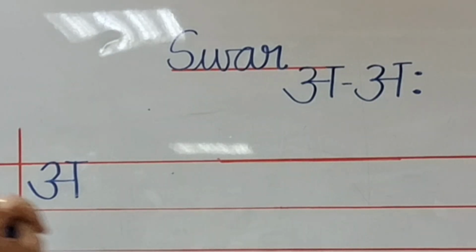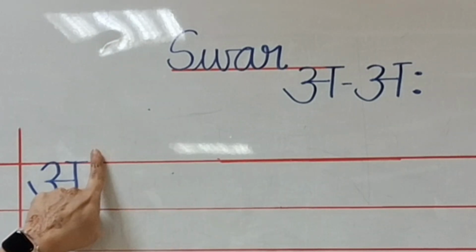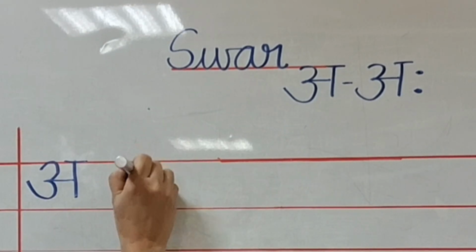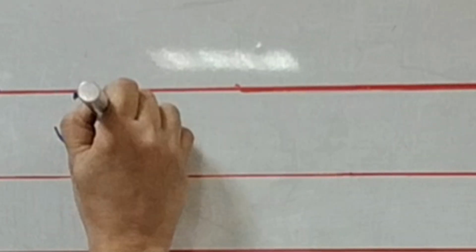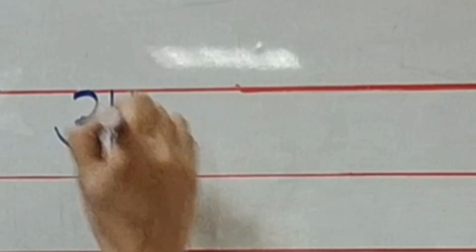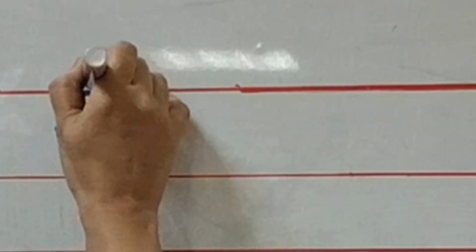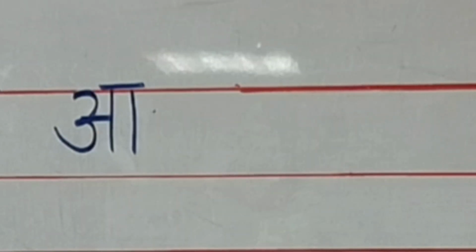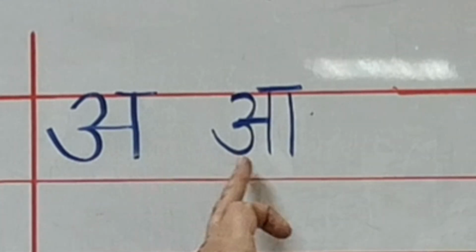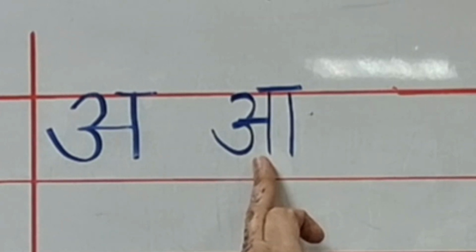Now let me go to the next swar, okay? Just leave one finger's gap and write the next swar, which is Aa. Write A and put one more standing line and then a sleeping line on top. So this is A say anar and Aa say aam.